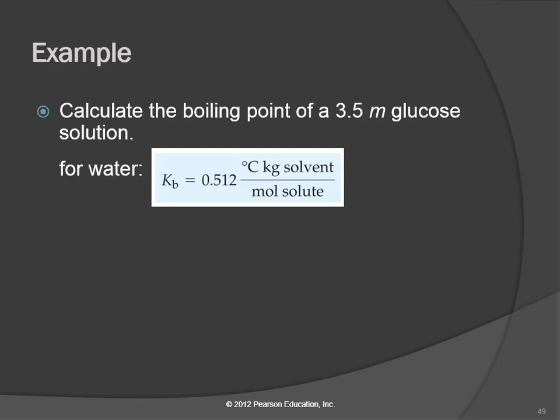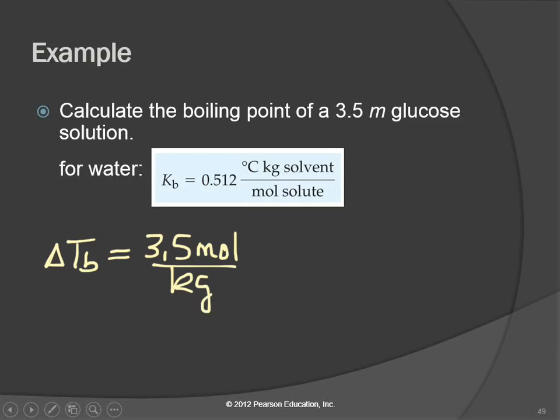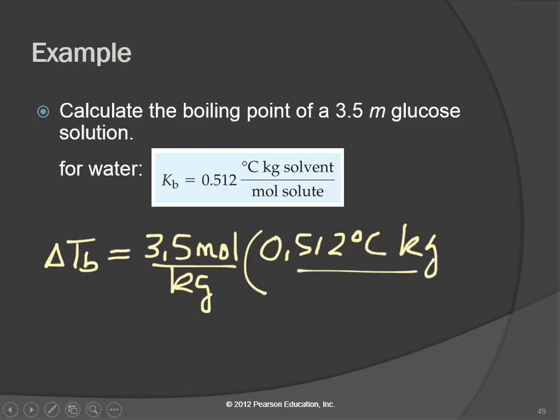So a 3.5 molal solution, delta TB is the molality, 3.5 moles per kilogram, times the constant, 0.512 degrees Celsius kilograms per mole. You see how those units cancel out? Leaving us with degrees Celsius. So the change in the boiling point is 3.5 times 0.512, 1.8.